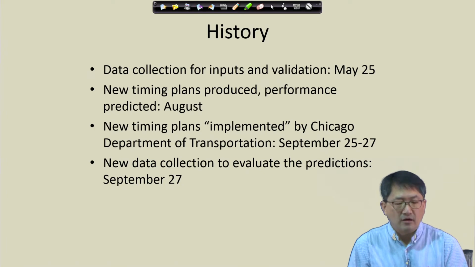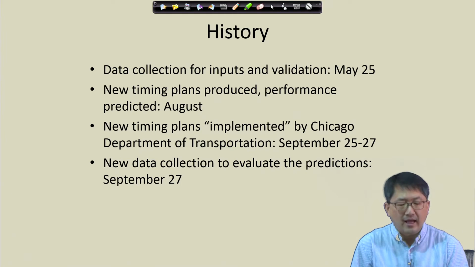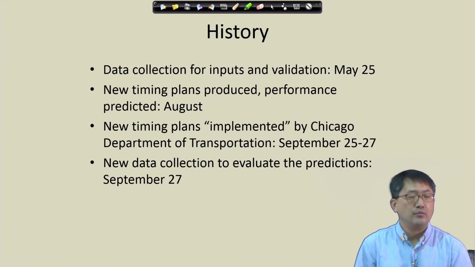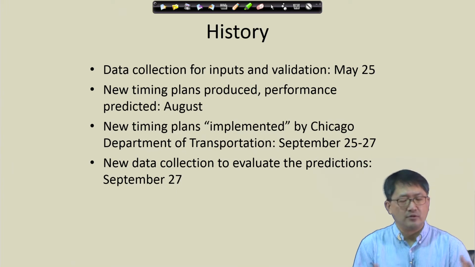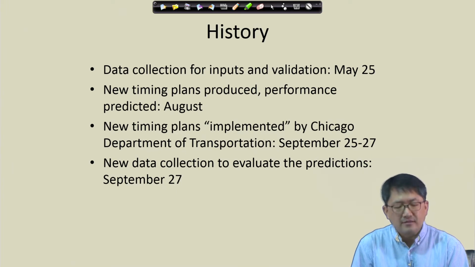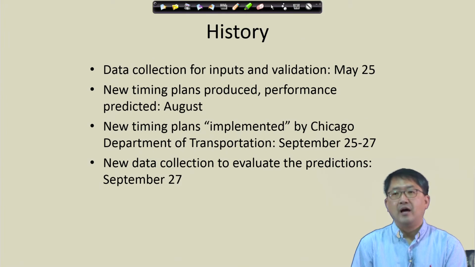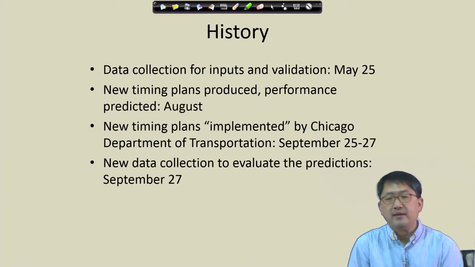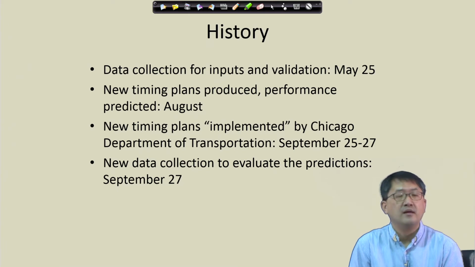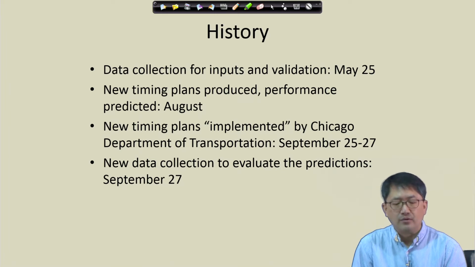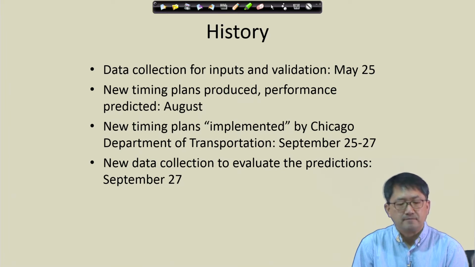So the way we have it done, we collected data in May, and then based on the data, we calibrated and we developed a new timing in August. So we did it over summer, 3 months. And then we implemented this. We had to show simulation results to the chief of the Chicago Department of Transportation. Are you comfortable us to implement this timing plan? This is risky for them. And then we did it over a few days, and then we collected new data on September. So this is how we did it.